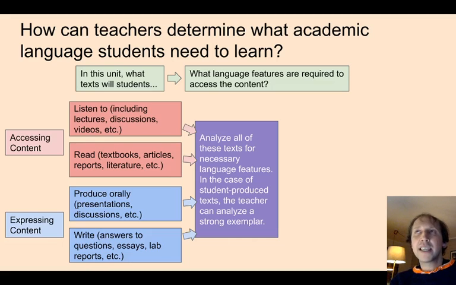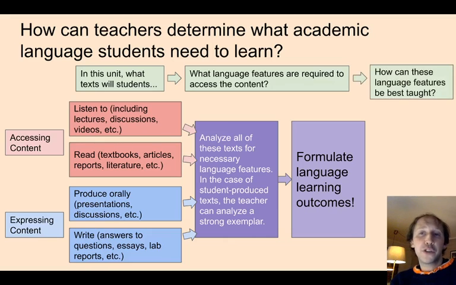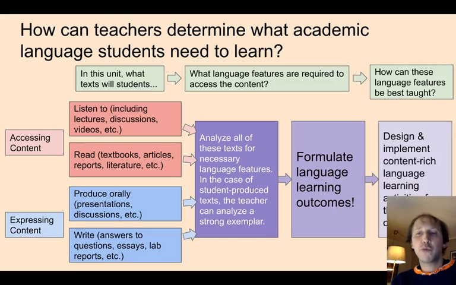And we look at that in comparison to the language features that students are already able to use. From there, we actually can formulate some really specific language learning outcomes. So for each feature that shows up in the text, we've got a language learning outcome that we can then teach. And then the final question is, how can these language features best be taught? And we can design and implement content-rich language learning activities for these outcomes.